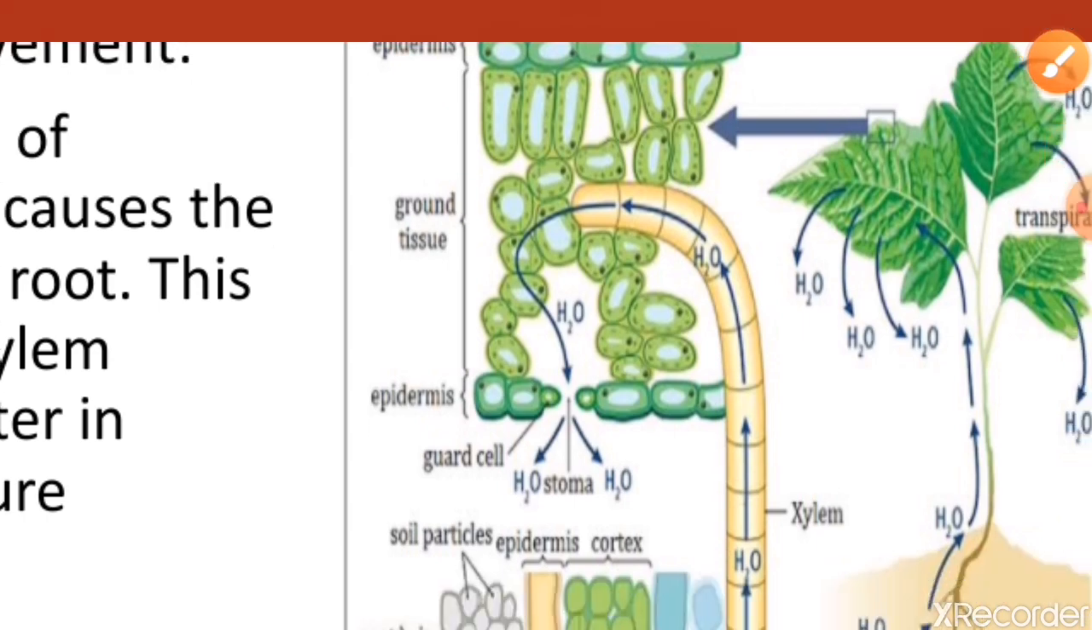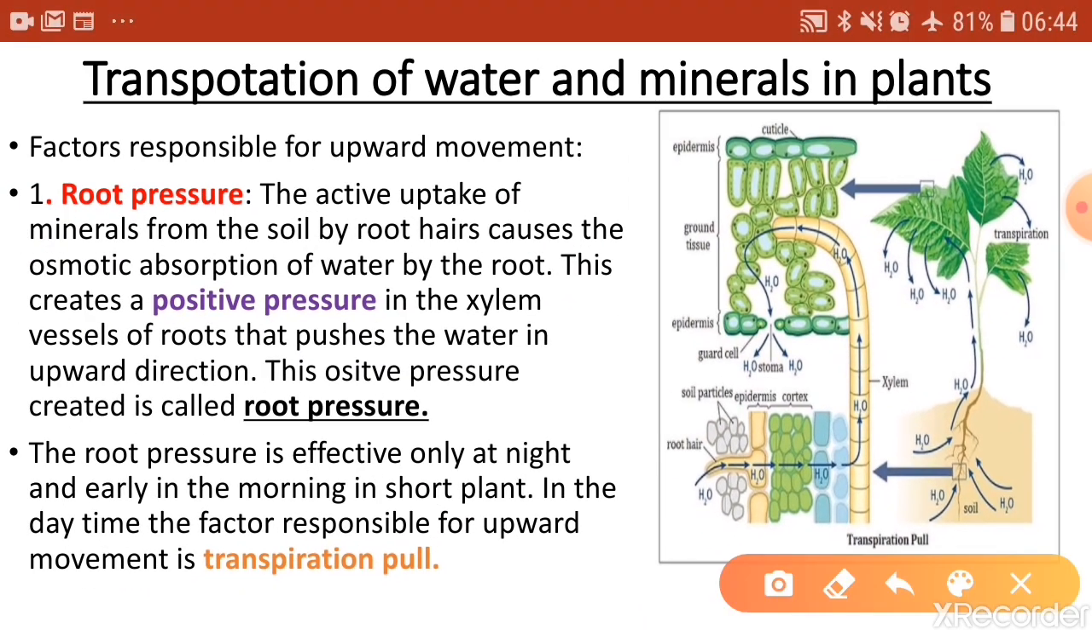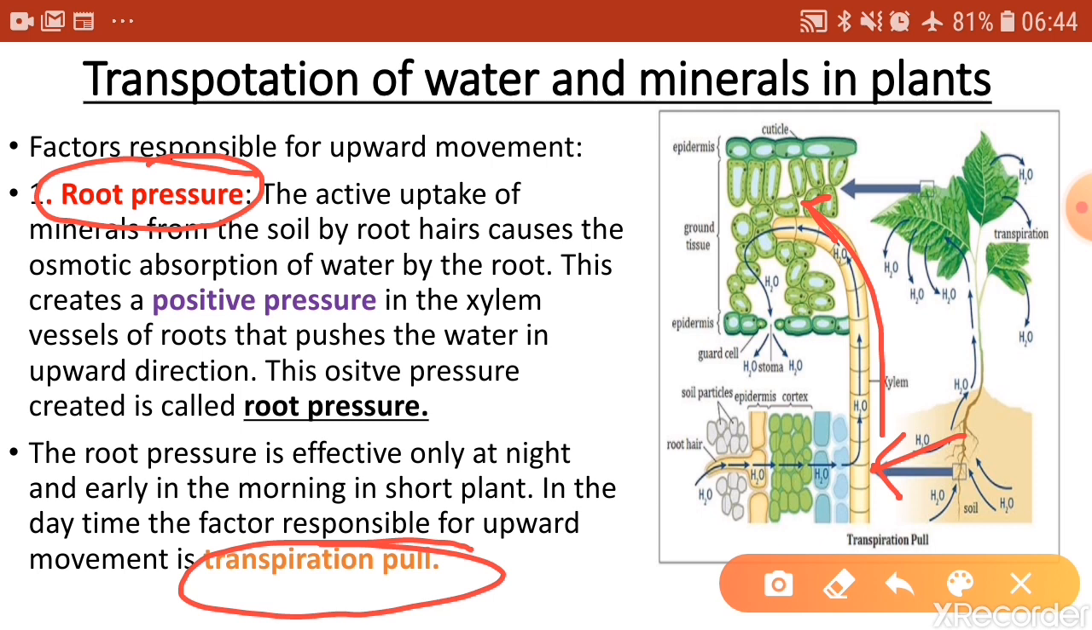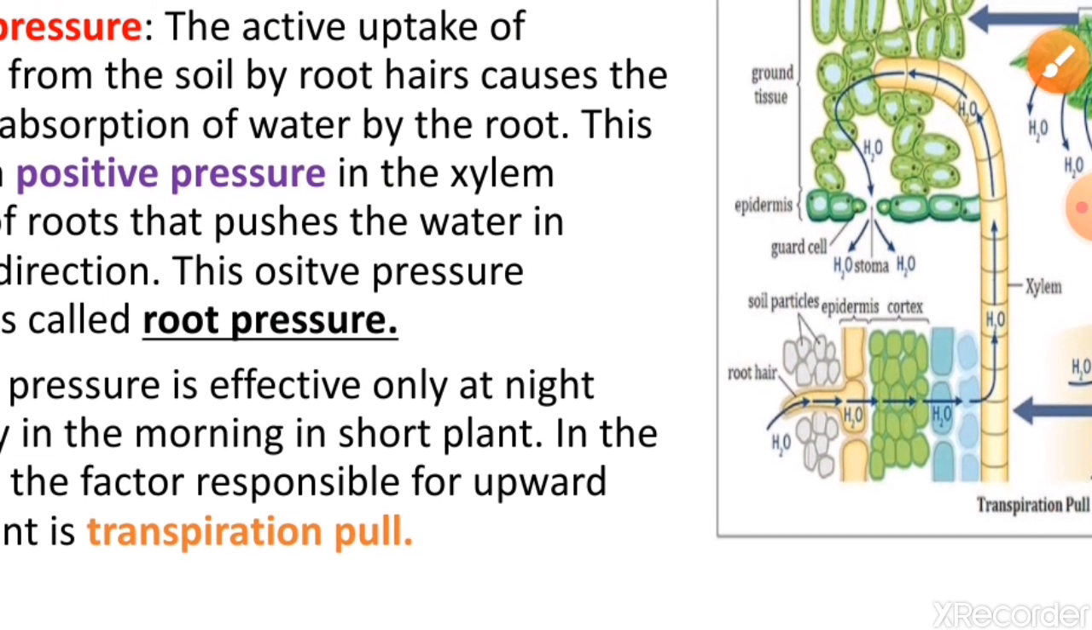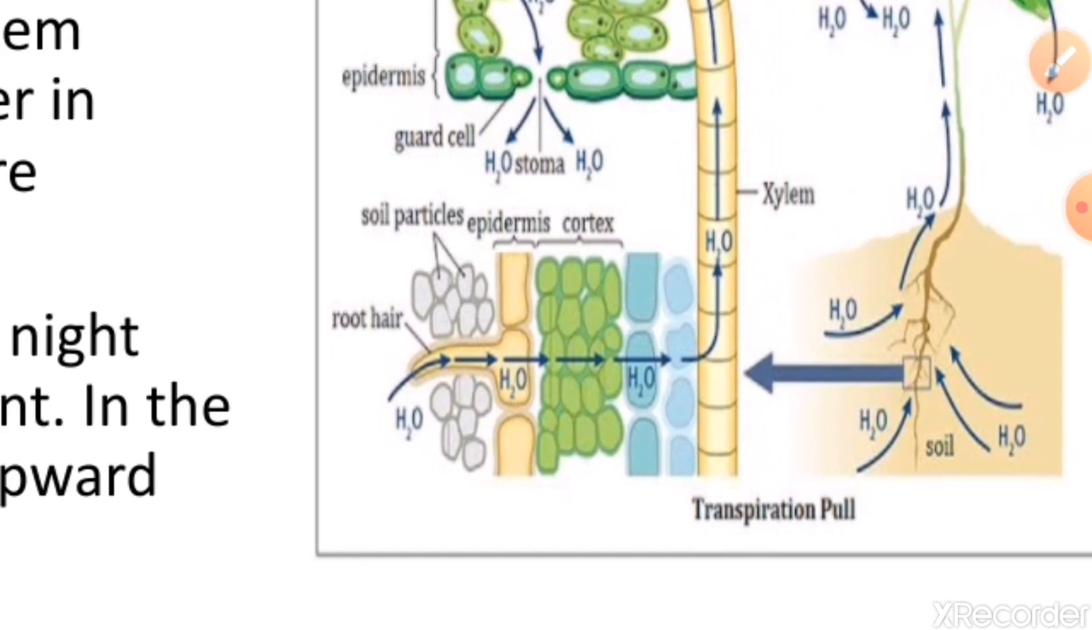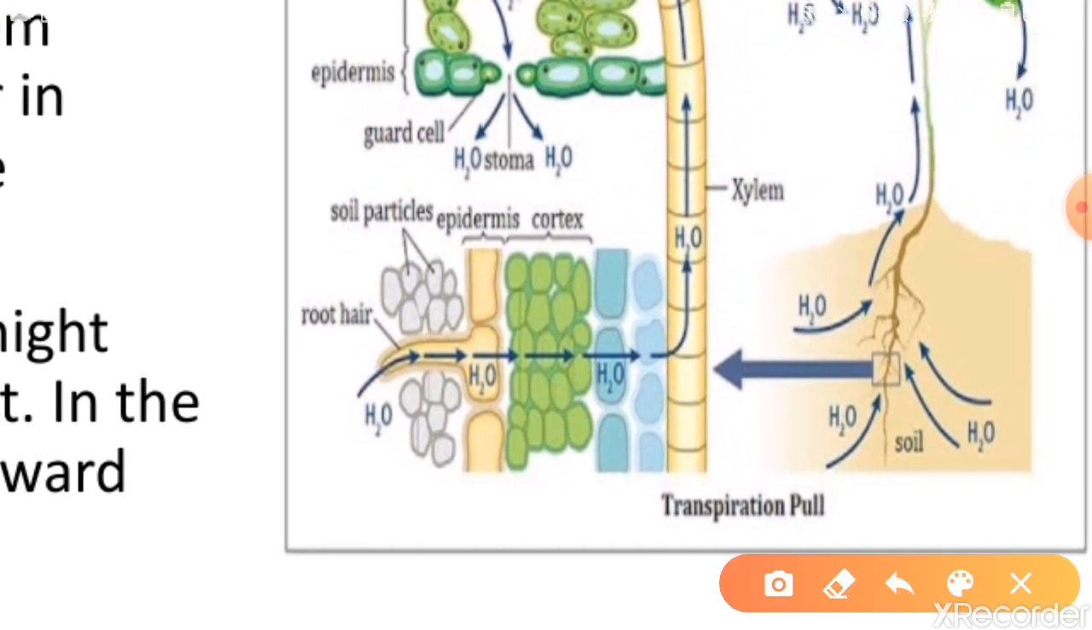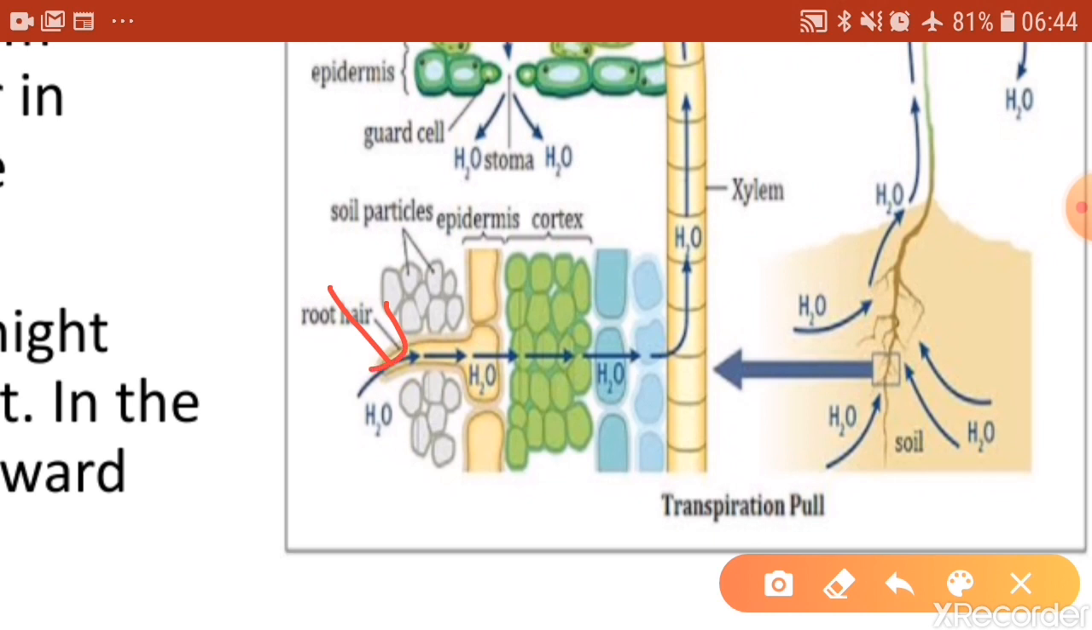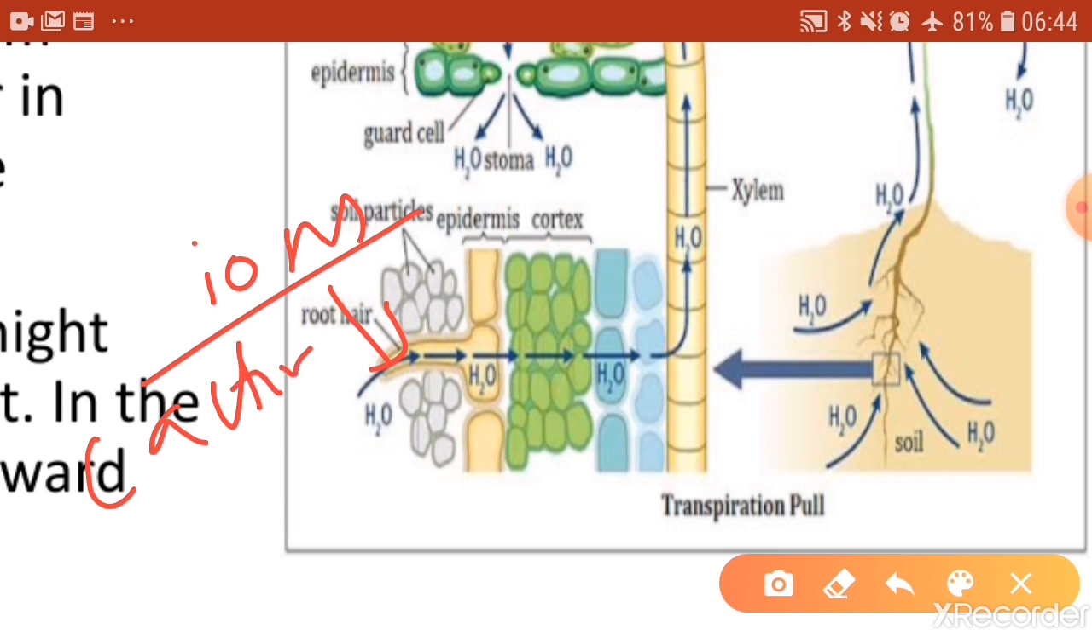So now water and minerals which are absorbed in the root region have to be transported to the leaves, and for this there are two forces that act. One is the root pressure and the other is transpiration pull. So now let us learn about each one by one. First let us know what is root pressure. Now root pressure develops in the root, and how does it develop? Let's see. Now the active uptake of ions, I just now told you that ions or minerals are actively taken up by the roots.